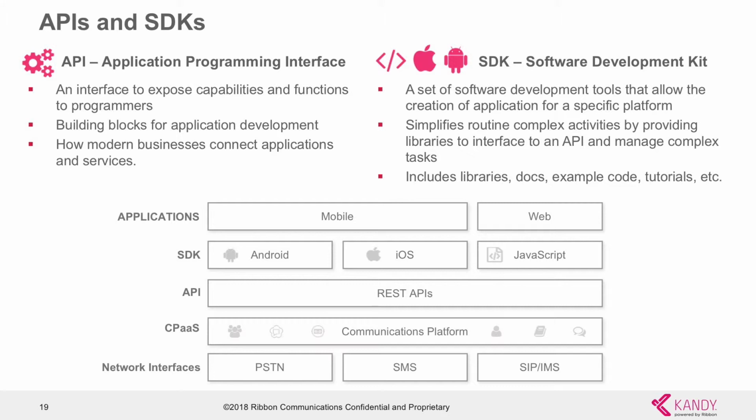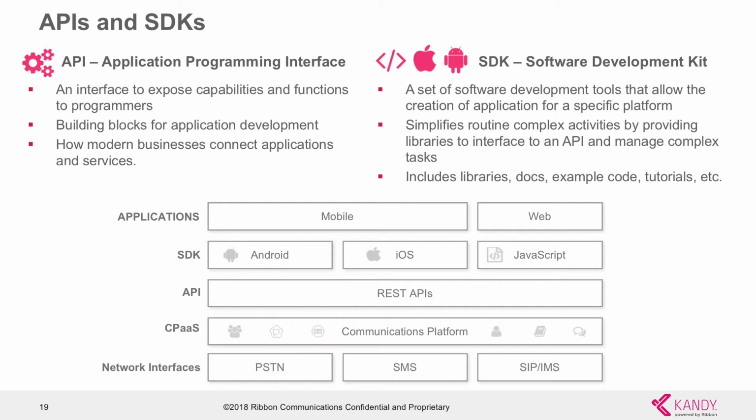In the diagram below, you can see how Kandy abstracts all the different complexities of the network into easy-to-use SDKs and APIs. At the bottom, you can see the network interfaces for the PSTN to access SMS and be able to send and receive text, or to connect to the SIP network or the IMS network.